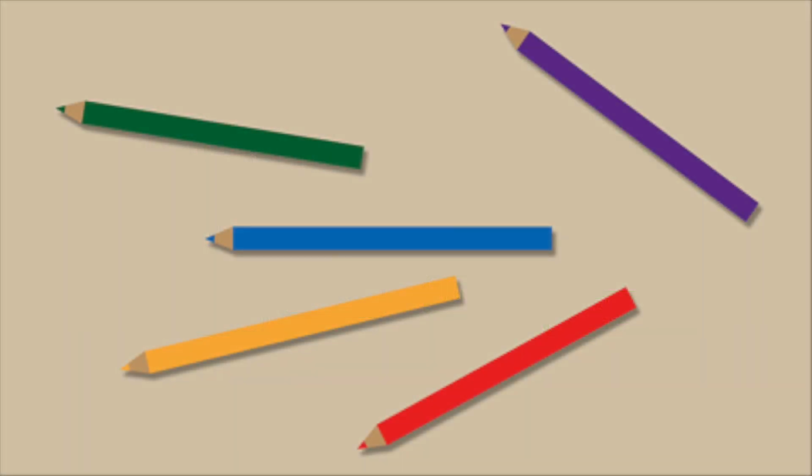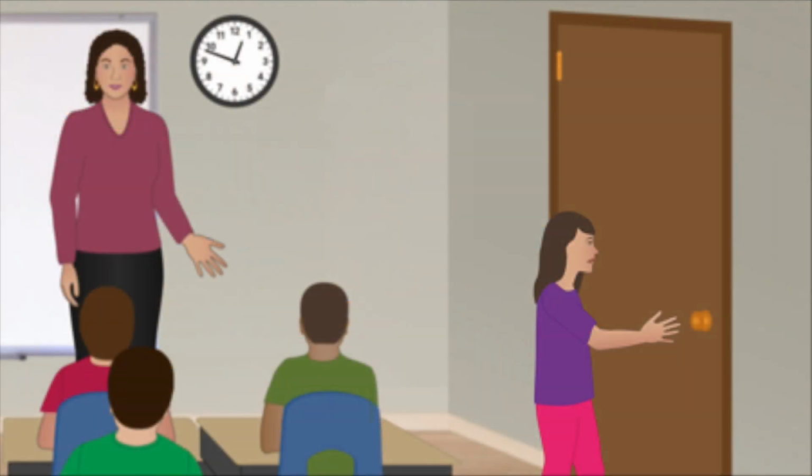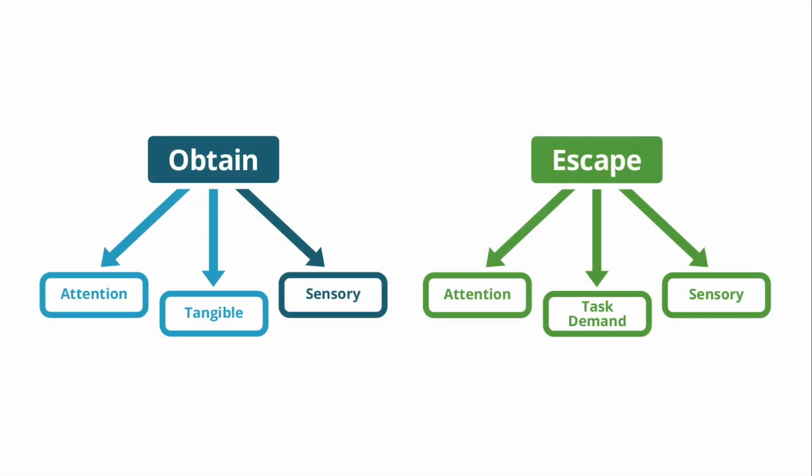A student may also engage in a behavior to obtain something tangible. For example, a student throws his materials off the desk, and the teacher gives him new materials or his favorite colored pencils. Another student may bother a peer during work time. The teacher then typically asks her to take a walk to the office and back. The student knows that by bothering a peer, she will obtain some sensory input. She will get to leave her chair and walk.